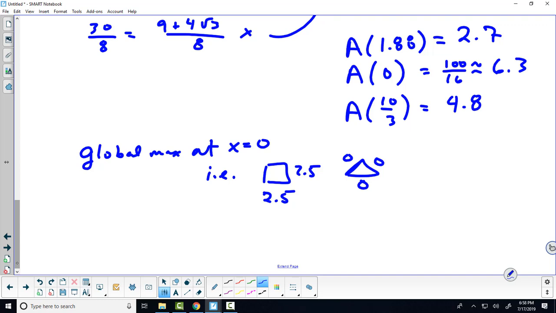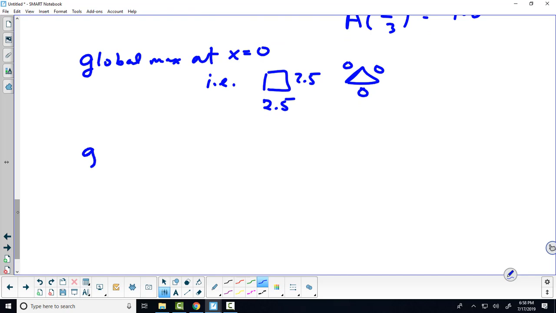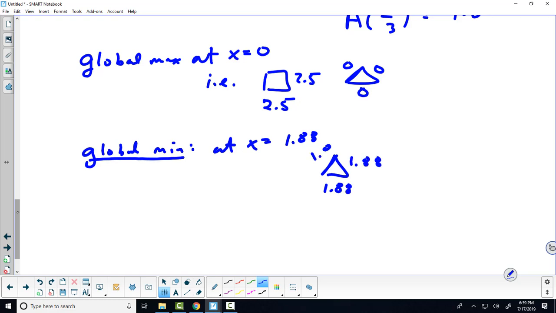Okay. Now, where was our global min? This was at x equals what? 1.88 approximately. So if we do that, we have 1.88, 1.88, 1.88, and the rest goes into making our square, right? So approximately how much is left to make our square if you take 1.88, multiply it by 3? Then subtract that number from 10, 4.36, and then divide that by 4. 1.09. Okay, so then you make the square like this, 1.09, 1.09, 1.09, and 1.09.